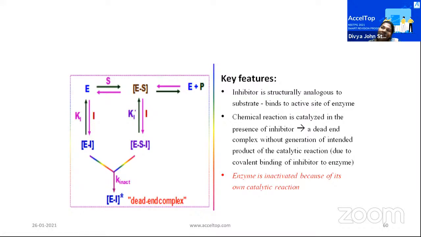So by its own intended reaction in the presence of the inhibitor, it is forming a substrate, and that substrate is committing suicide on the enzyme. It is not allowing the enzyme to progress further. That is why it is called mechanism-based inhibition, suicide inactivation or suicide inhibition. So the enzyme is inactivated because of its own catalytic reaction.